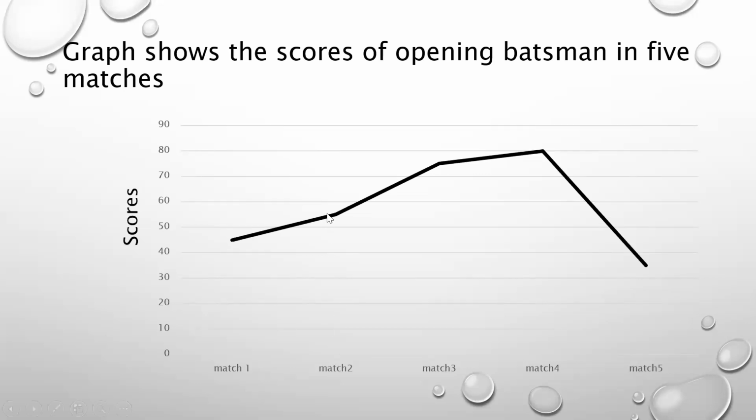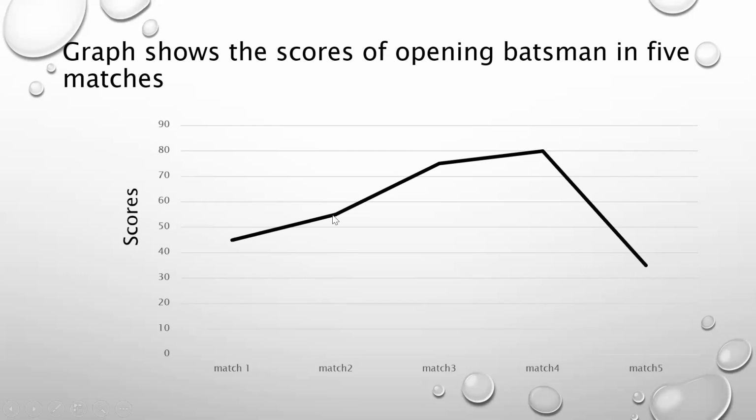Then in match 2, he has between 50 and 60. The number between 50 and 60 is 55, so in match 2, he has 55. And in match 3, he has between 70 and 80, so it should be 75. In match 4, he has 80 runs. And in match 5, he has scored between 30 and 40, so it should be 35.